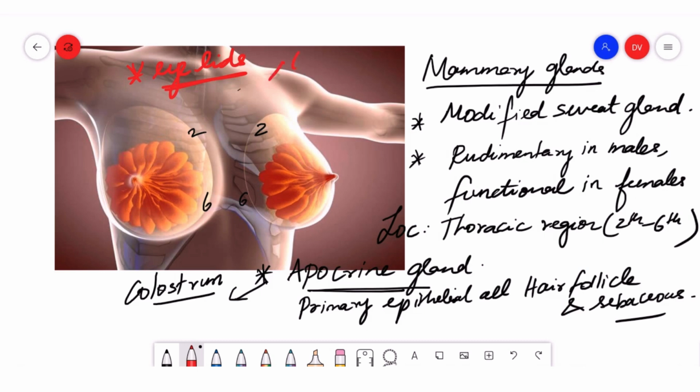And the ceruminous glands. Cerumen is the earwax, and the ceruminous glands are the glands which produce the earwax. So these two are the other apocrine glands present apart from the mammary glands. Alright guys, so this is about it.